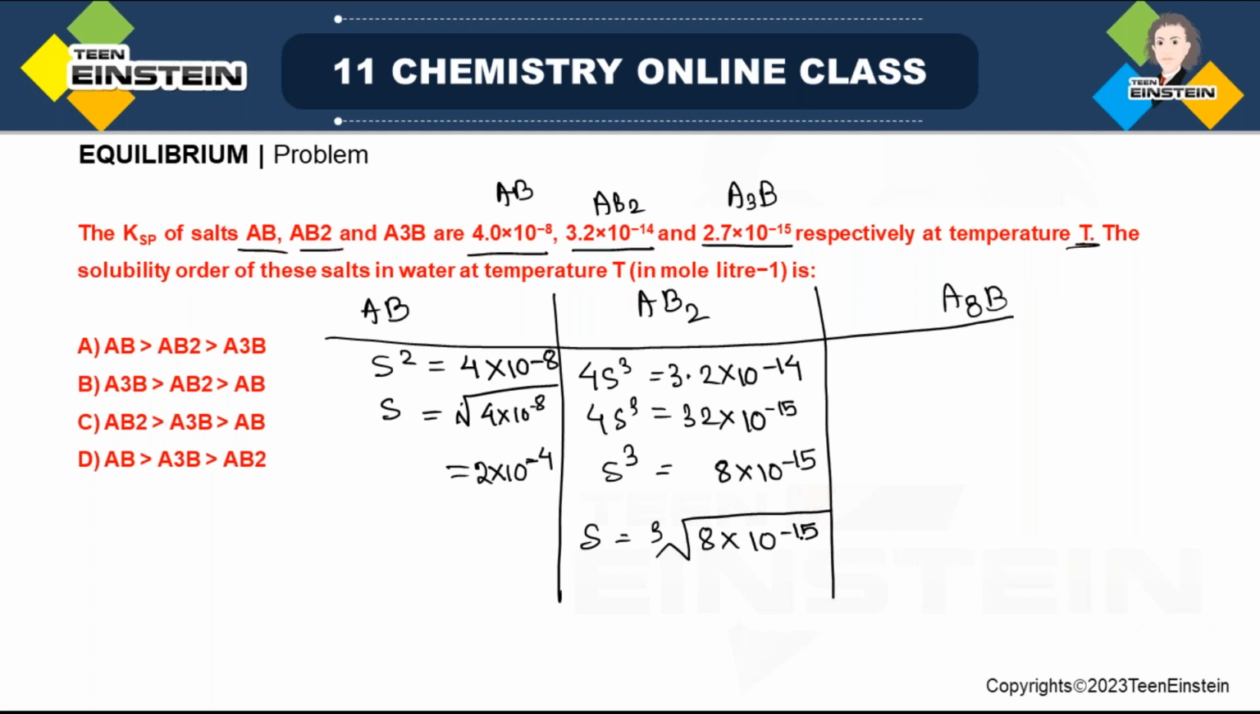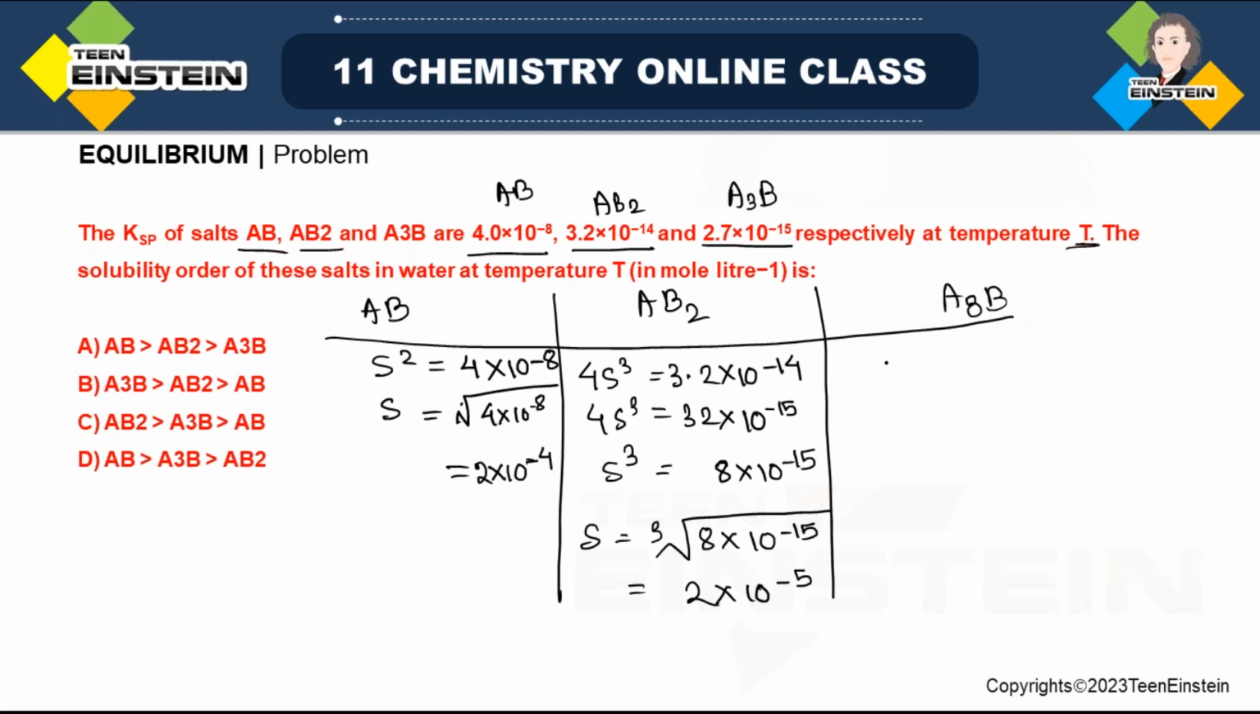Now the calculation will be easier because when you have made it from 14, you have made it 15. Now it will be 3 times less. So it will be 2 into 10 to the power minus 5. And okay, these two are same, 2 into 10 to the power minus 5. And what about the last one?